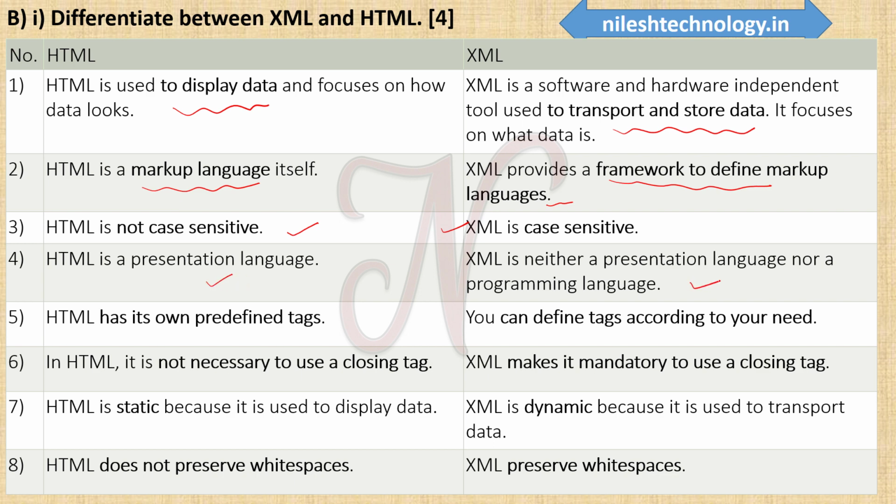XML is not a presentation language, it is not a programming language. HTML has its own predefined tags, while in XML you define tags according to your need. In HTML it is not necessary to use a closing tag, and in XML it is mandatory to use a closing tag. HTML is static and XML is dynamic. HTML does not preserve white spaces, XML preserves white spaces. Okay, so here I explained any 4 differences.